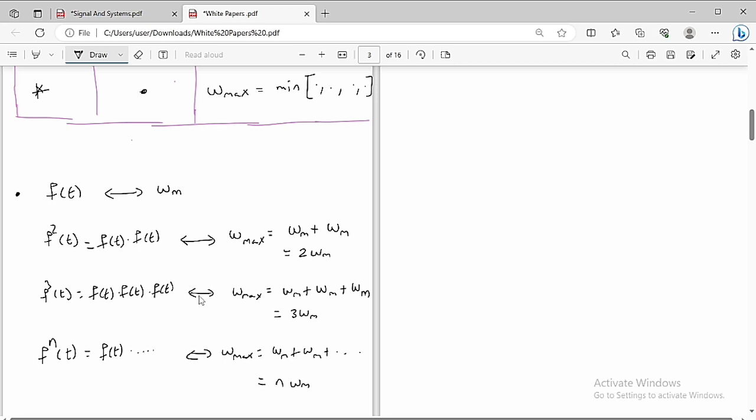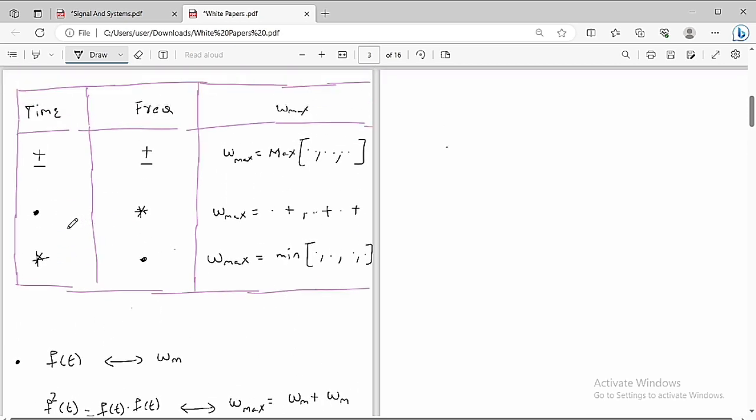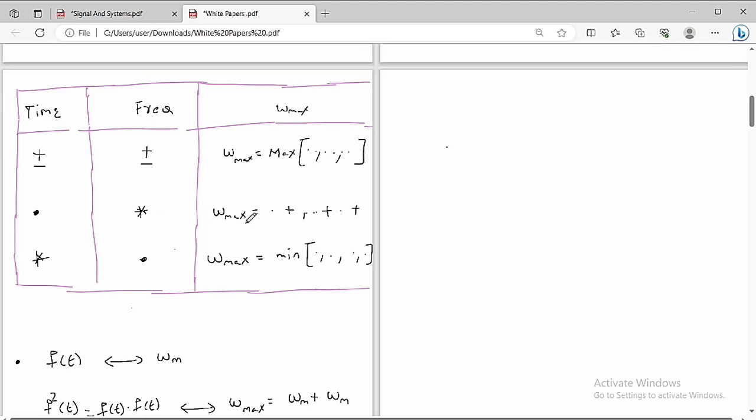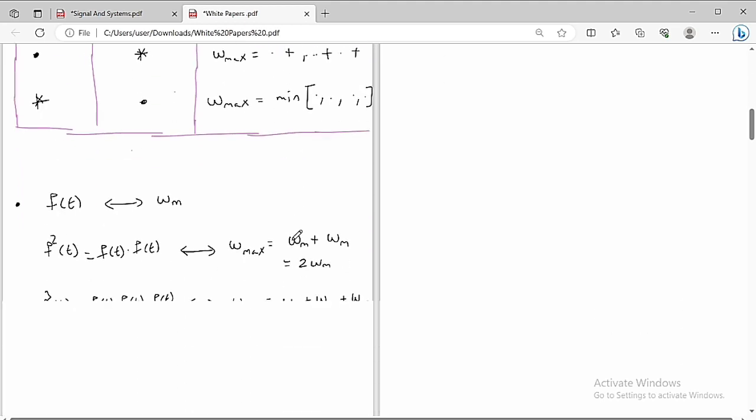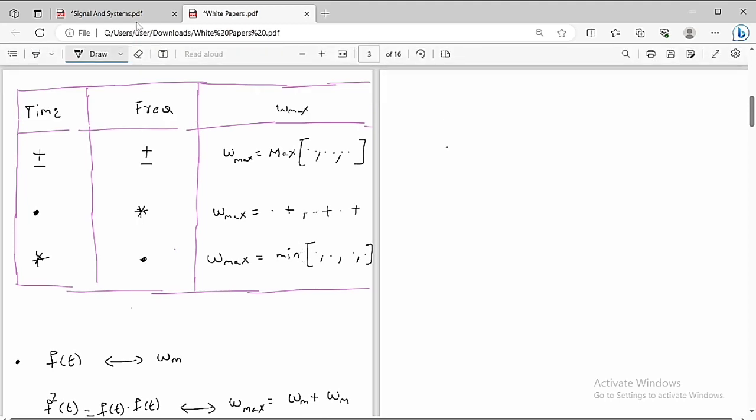Therefore, that is the reason I have told you that for f of t the frequency is omega m, for f square of t the frequency present is 2 omega m, and for f cube of t the frequency present is 3 omega m. So for f to the power n of t, the frequency present is n into omega m. I've already told you that. Even if you forgot this formula, you can still get it with the help of this: the product in the time domain gives convolution. Convolution means add all the frequencies for each and every signal, and then we get the overall signal's maximum frequency. So these points you always have to keep in mind.